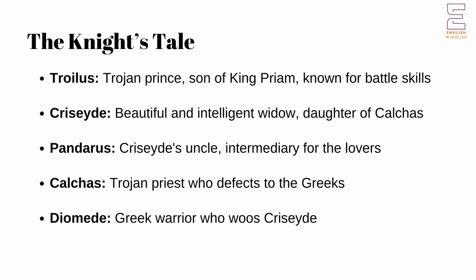Criseyde, the daughter of Trojan priest Calchas, is a beautiful and intelligent widow. Pandarus, Criseyde's uncle, plays the role of the intermediary, facilitating the love affair between Troilus and Criseyde. Calchas, who betrays Troy and defects to the Greeks, sets in motion the events that lead to the lovers' separation.